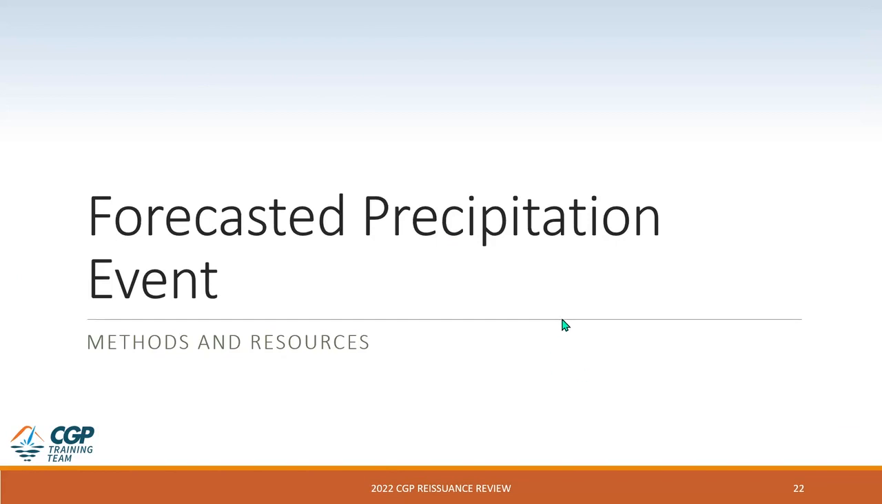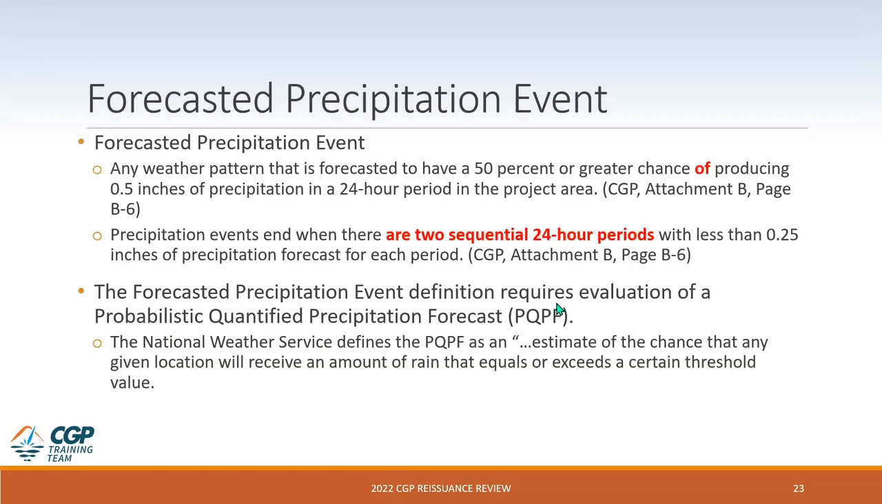Let's talk a little bit more now about the methods and resources to determine a forecasted precipitation event. A forecasted precipitation event is any weather pattern that is forecasted to have a 50% or greater chance of producing a ½ inch of precipitation in a 24-hour period in the project area. Precipitation events end when there are 2 sequential 24-hour periods with less than 0.5 inches of precipitation forecast for each period. The forecasted precipitation event definition requires evaluation of what we call a probabilistic quantified precipitation forecast.